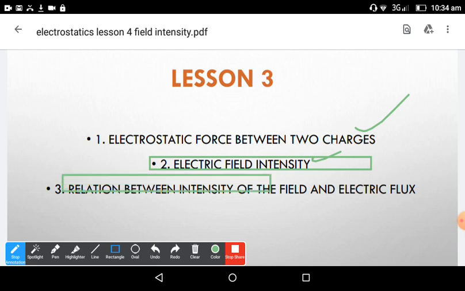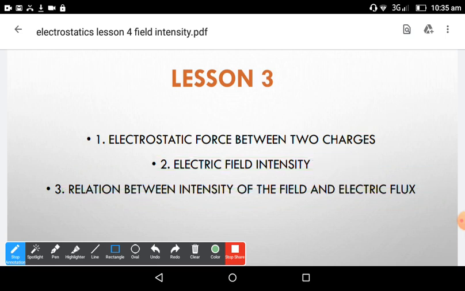Next one. This is also very important. Relation between intensity of the field and electric flux. So these are the three important points. But we have already discussed this. Anyhow, I am going to repeat it, because these two, 1 and 2 are connected to each other. So this is the reason I want to repeat once again that a force between two charges.